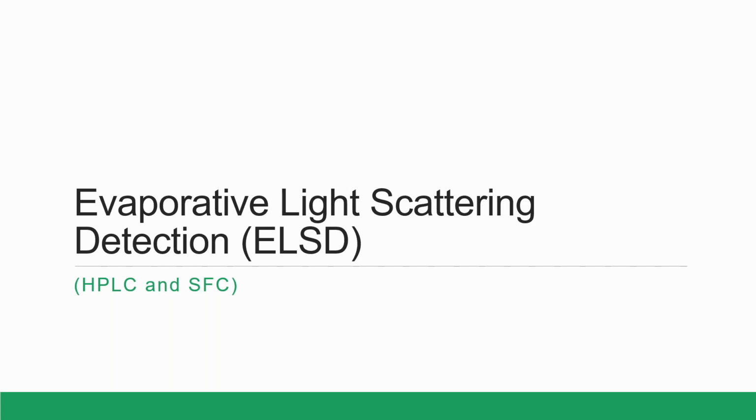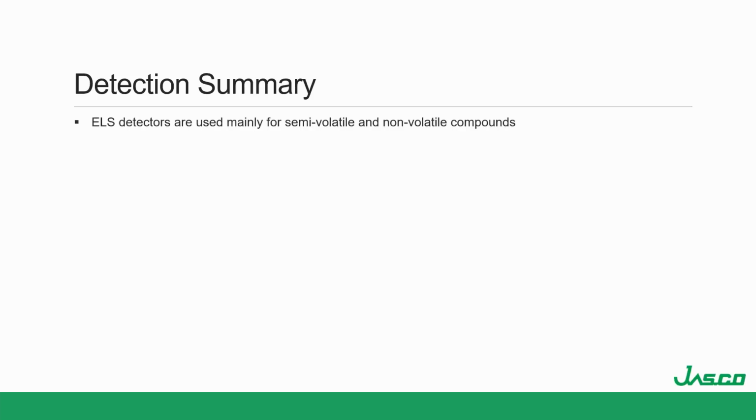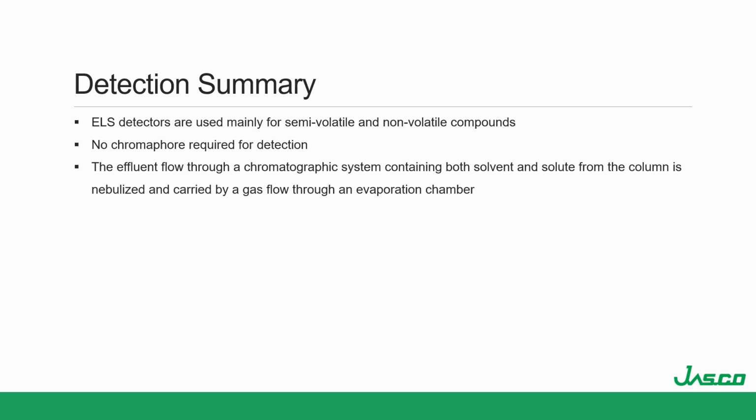All right, on to the final detector, which is evaporative light scattering detection, or ELSD. This can be used for both HPLC and SFC. So ELS detectors are mainly used for semi-volatile and non-volatile compounds. No chromophore is required for detection.